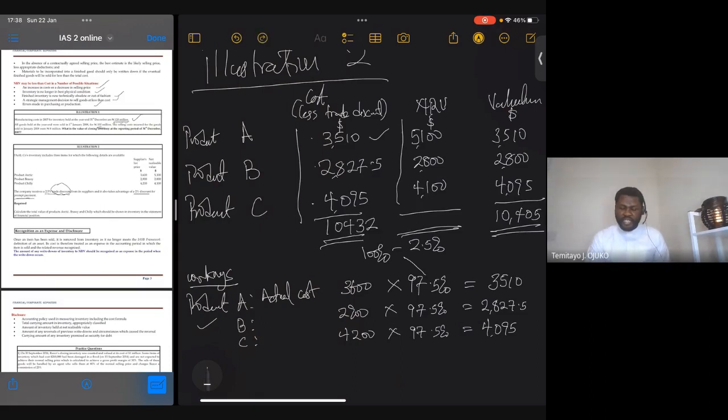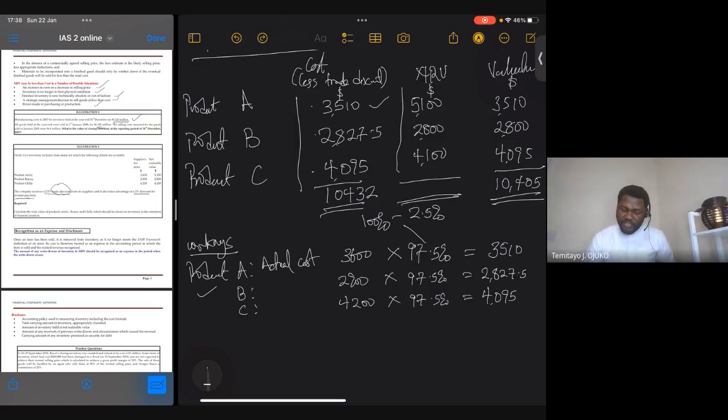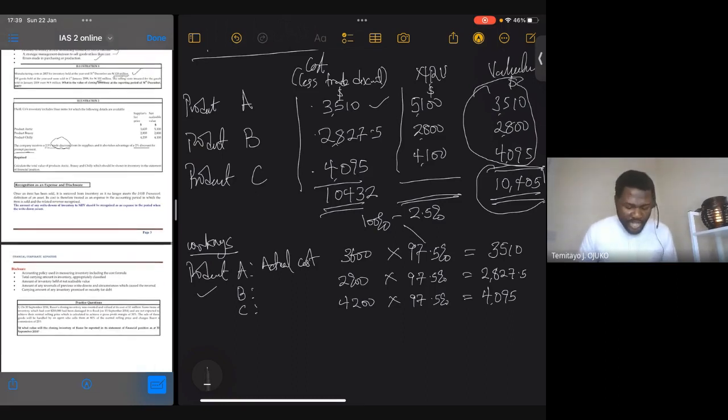So it means that the value of my inventory will be written down to 10,405 from 10,432. It's as simple as that. Now they said calculate the total value of product D, product ABC, which will be shown in the inventory of the financial position. Now, what is the value that will be shown in the inventory of the financial position? This 10,045, and this is the breakdown of such. Okay, so that is that about that.